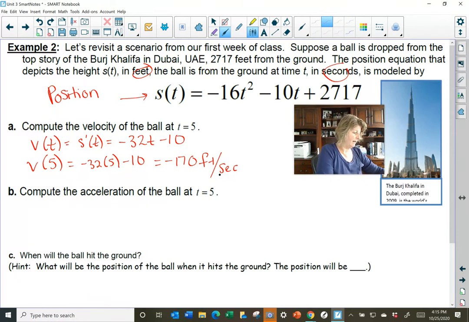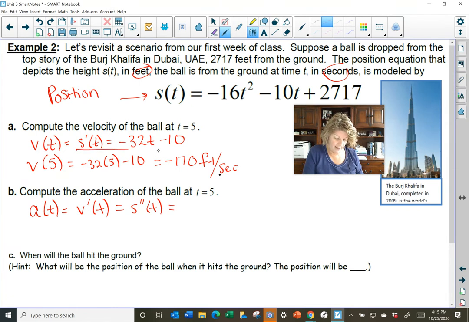Compute the acceleration of the ball at time t equals 5. So I need to go one more derivative. So I'm going to get to acceleration by taking the derivative of my velocity function, which is really taking the second derivative, I'll write it in here, second derivative of the position function.